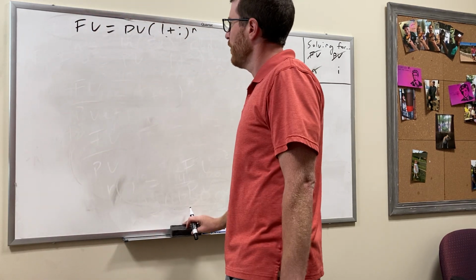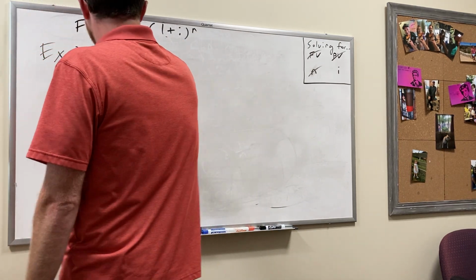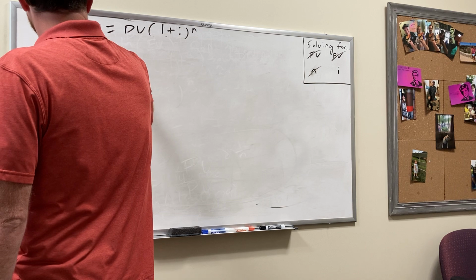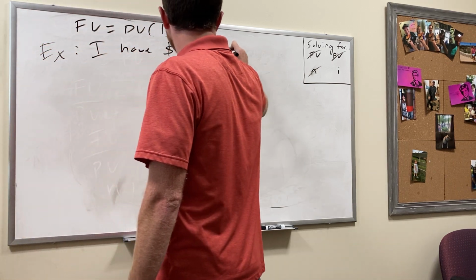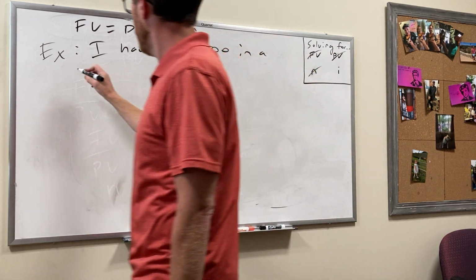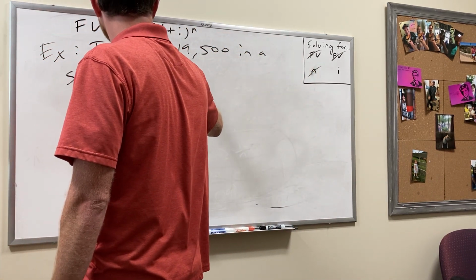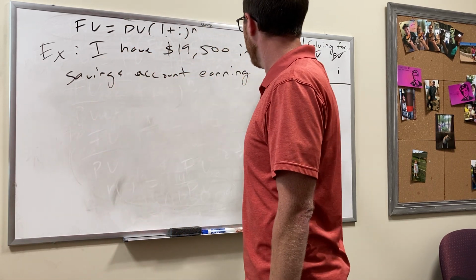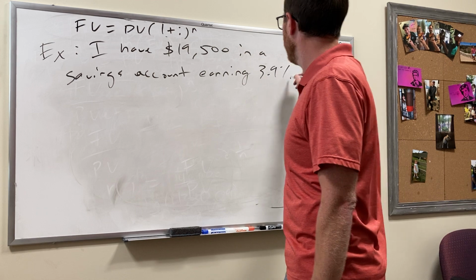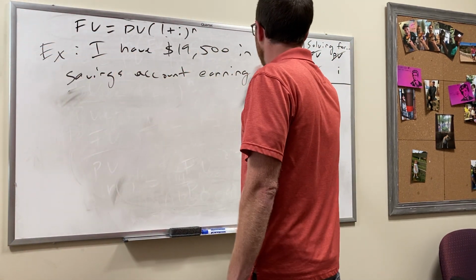Okay, so let me try to come up with a question here. Another example. Let's say that I have $19,500 in a savings account, earning, let's say we're earning 3.9% interest. I'm sorry, that's not going to work. I don't want to give you the interest rate.